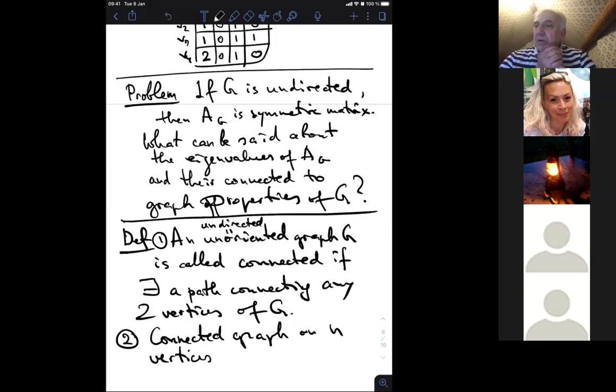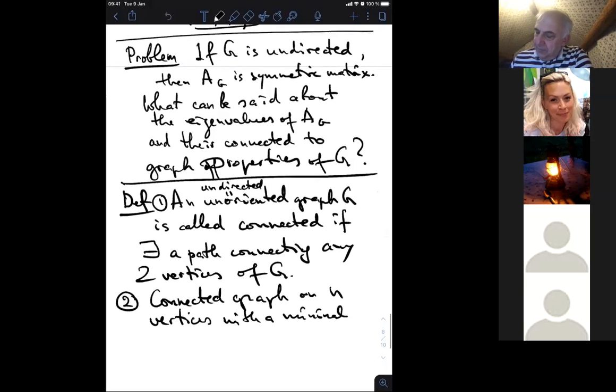So if you talk about directed graphs, you want a good notion of connectedness, then you probably mean that you can go from any vertex to another one using directed edges. You cannot go against the direction. So connected graphs on n vertices with a minimal number of edges are called trees. Okay.